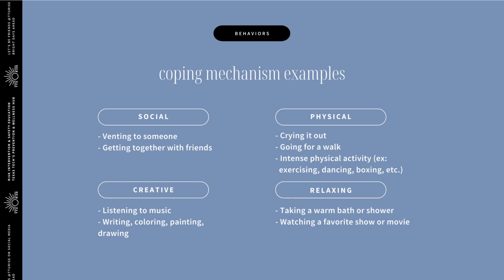Whether you cry it out, go for a walk, or get some intense physical activity in, such as exercising, dancing, boxing, or getting a solid workout in, those all fall under physical coping mechanisms. There's also creative, so listening to music, writing, coloring, painting, or drawing would all fall under that. Or relaxing, like taking a warm bath or shower, or watching your favorite show or movie. Now, of course, this is only a small amount of possible coping mechanisms, so feel free to brainstorm a little bit and come up with ones that you might use that might not be on this list.